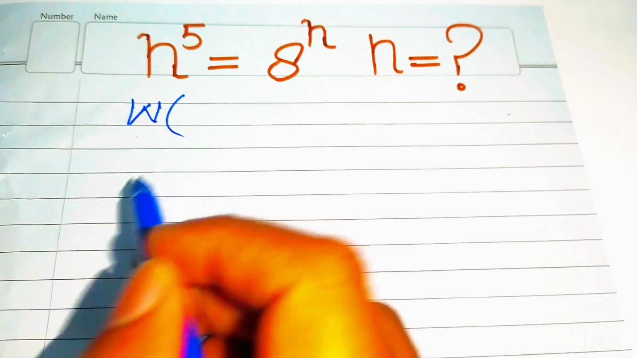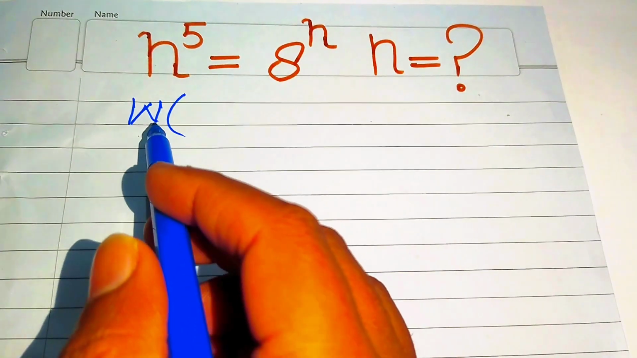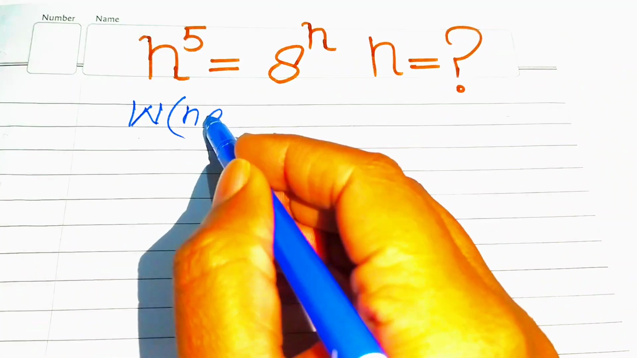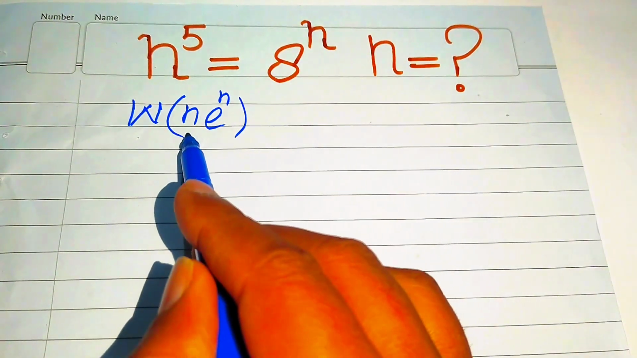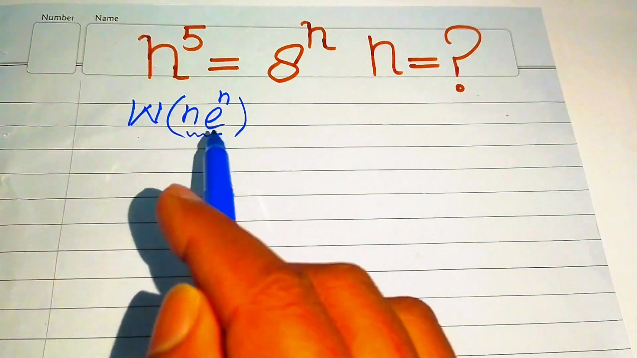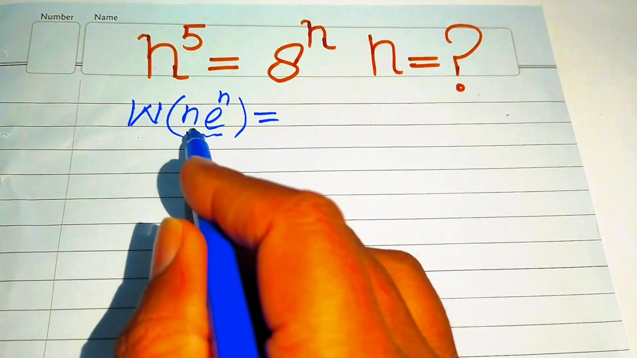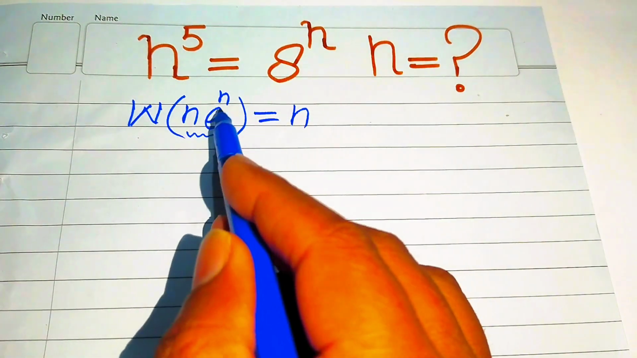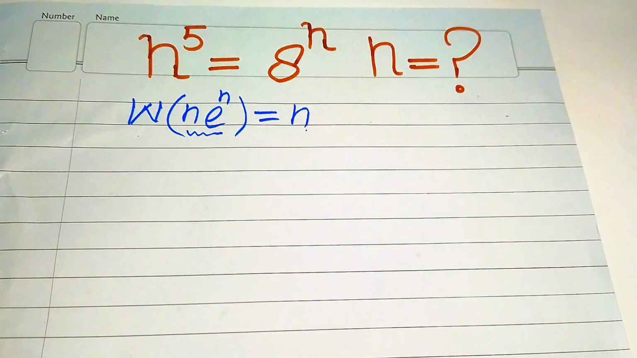Our Lambert W function is denoted by W and is defined as follows: if we have some value of n times e to the power of n, then the Lambert W function of it, in this standard form, gives the output n. So if the exponent of e is multiplied by it, we get its output in this way. We use this function and find the value of n.